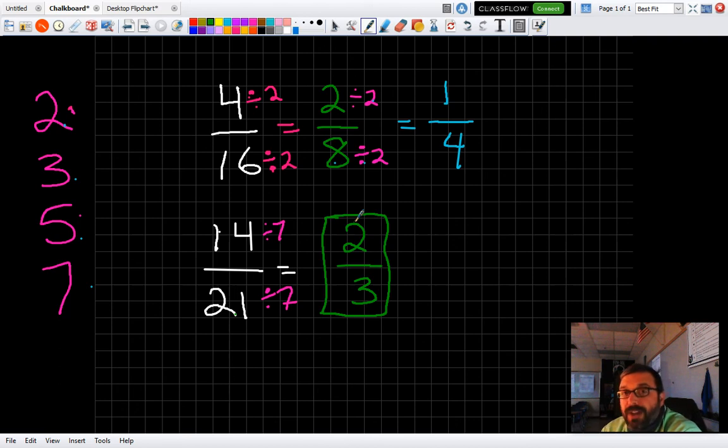So reducing, all you have to do is keep plugging away until you can no longer factor out 2, 3, 5, or 7, and you're going to be just fine. I believe in you. You've got this. Keep on reducing. Simplify all your answers.